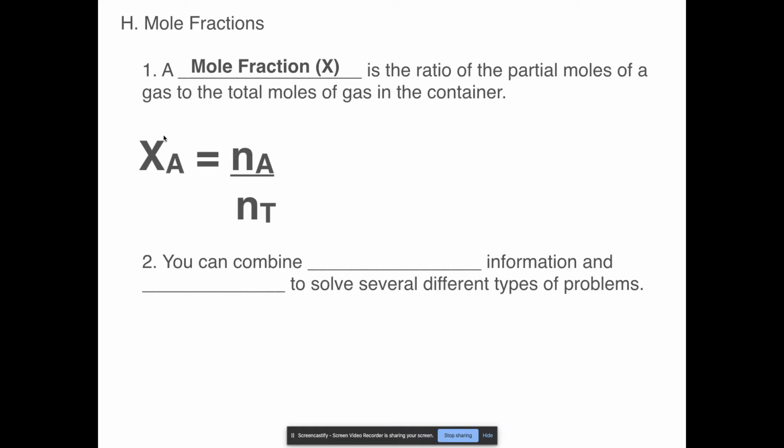So here is how you find the mole fraction of something. The mole fraction of gas A, let's say, is equal to the number of moles of gas A divided by the number of total moles in your container.